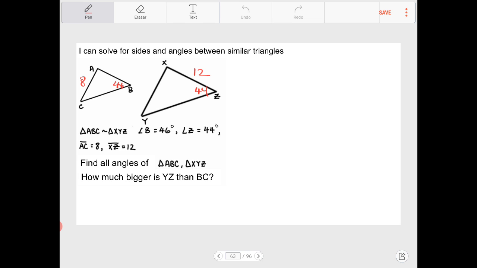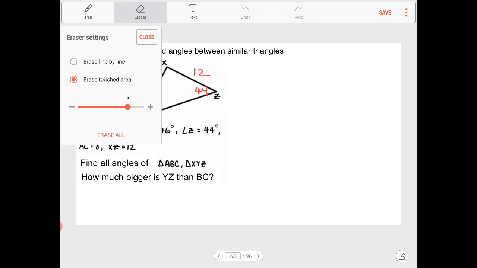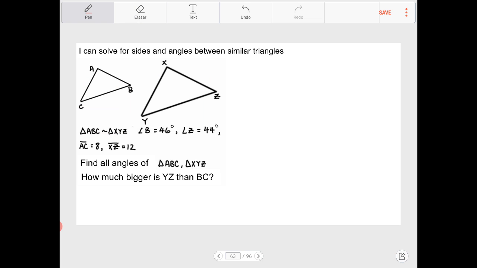Let's take a look at another example. So here in this case, let me erase that. Pause the video to see if you can figure this out on your own. I have triangle ABC and triangle XYZ, and you're given the information here. Pause the video to see if you can figure this out.